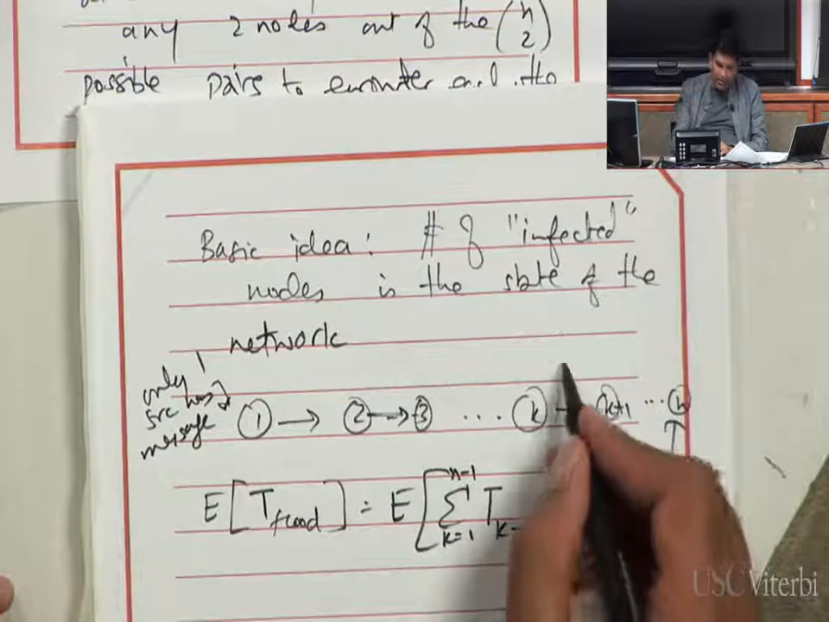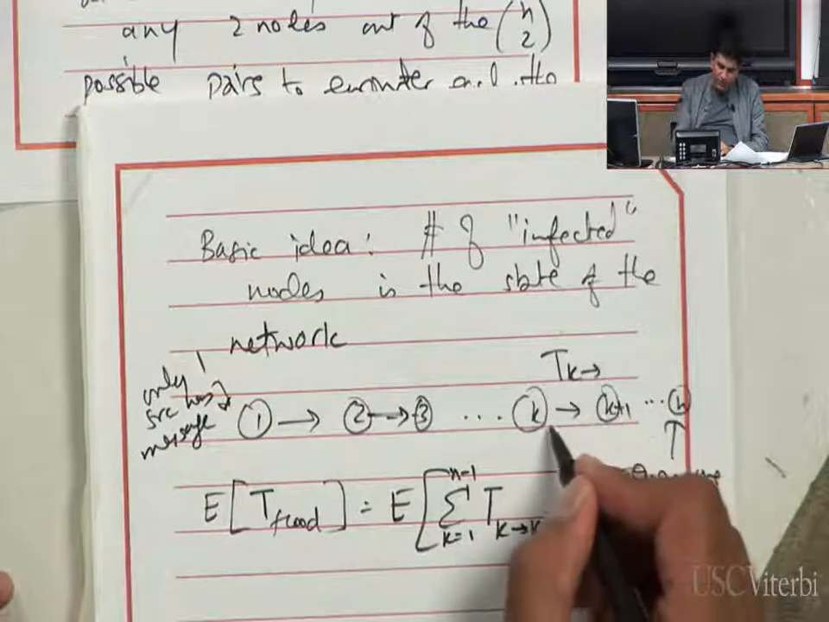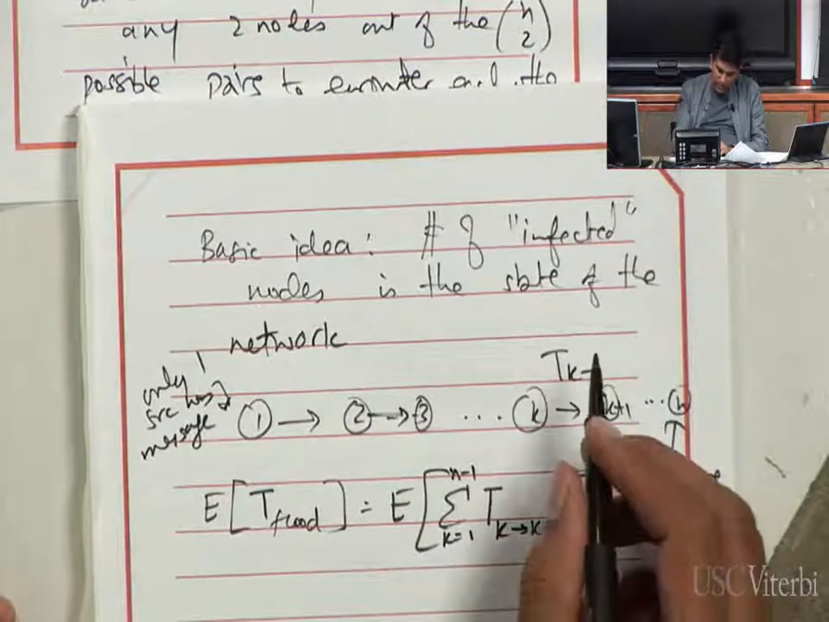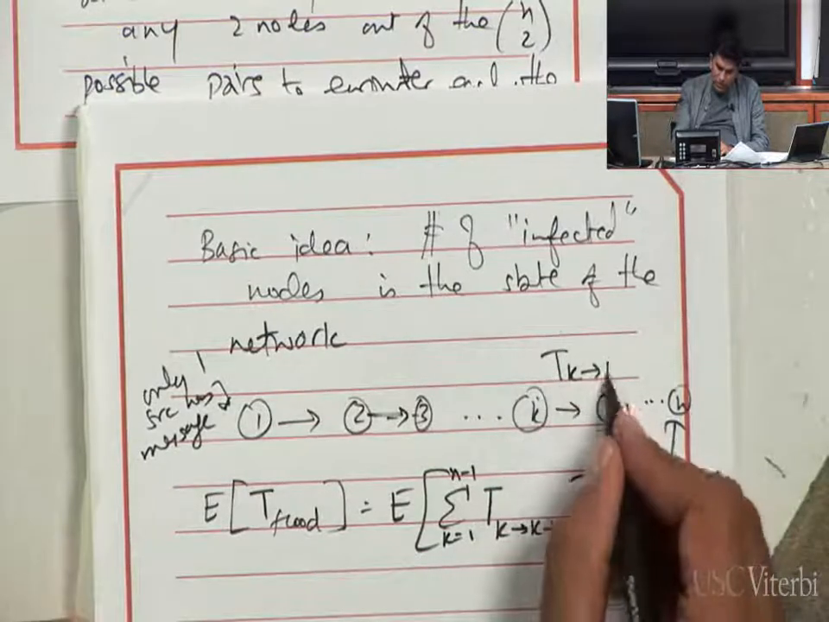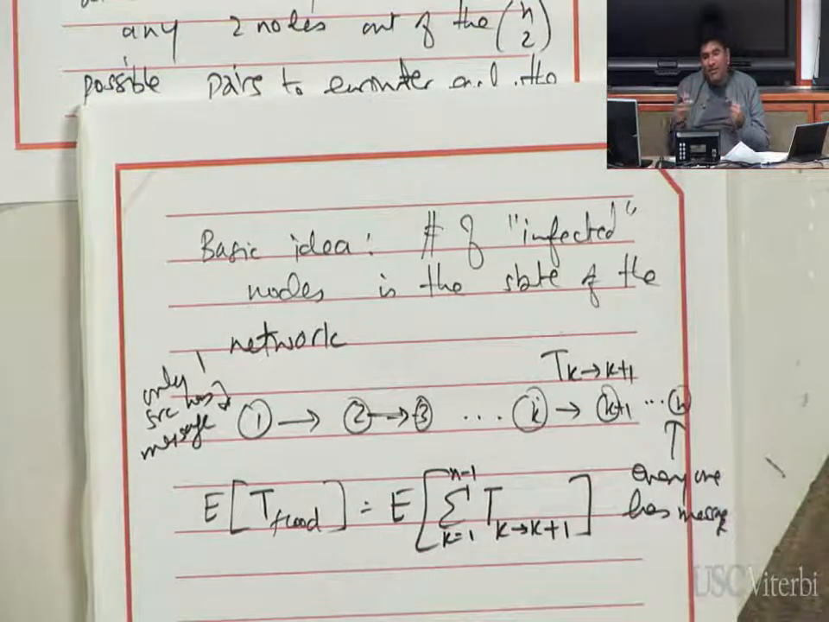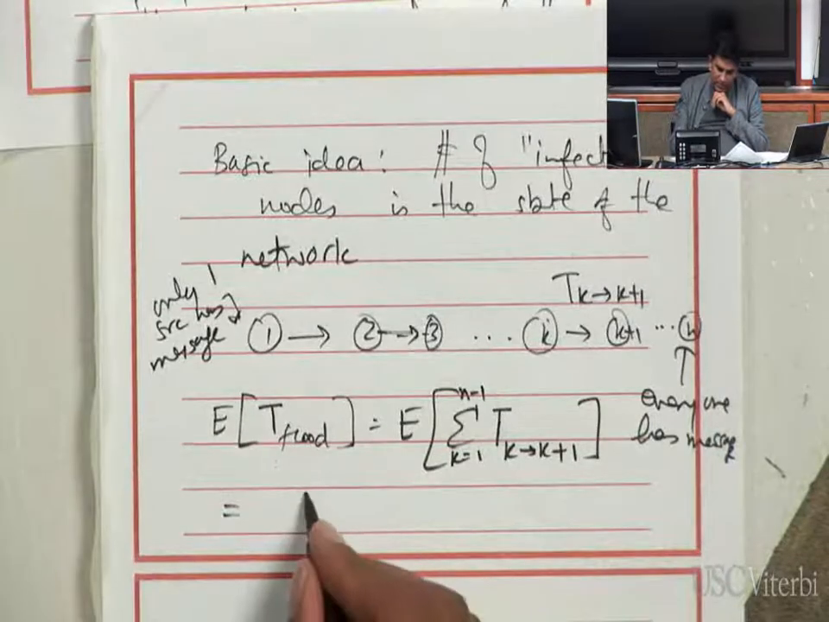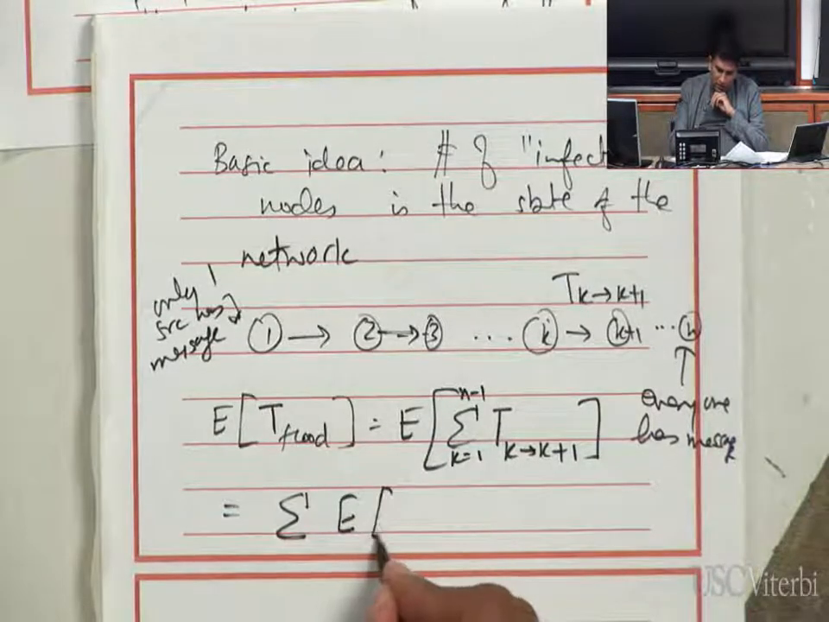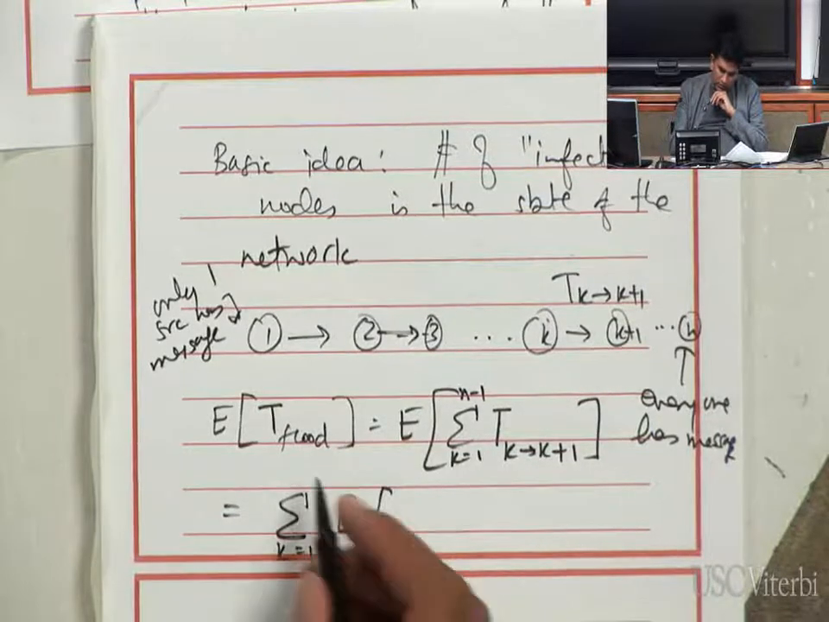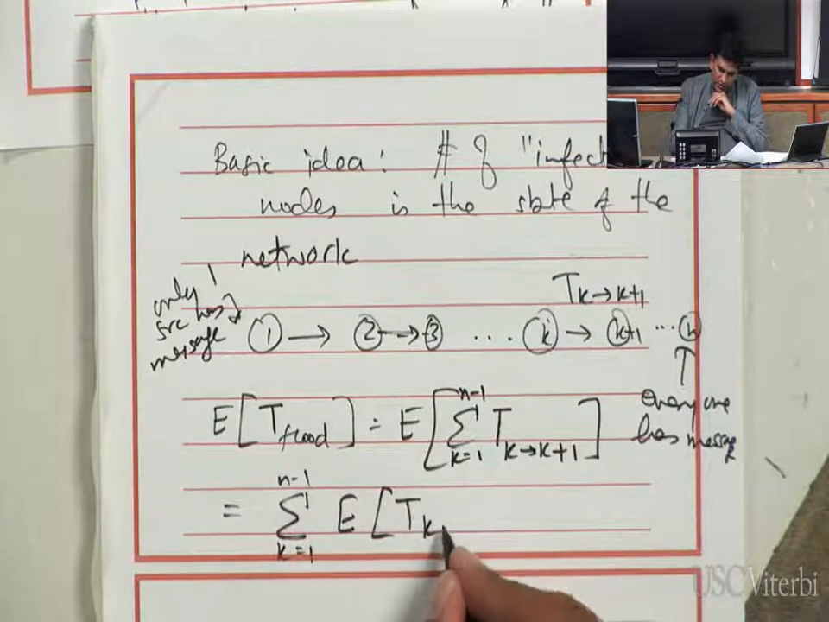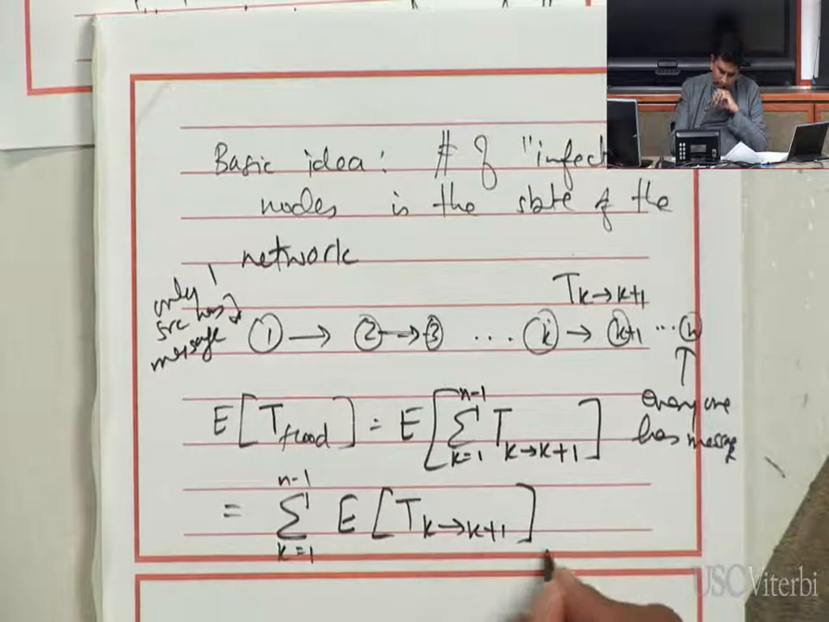Each of these times are random. So the time it takes to go from k nodes having the message to k plus 1 nodes having the message is the time it takes for you to pick two nodes at random where one of them has the message and one of them doesn't. Because if both of them had the message, nothing will move. If neither of them has the message, nothing will move. So this linearity of expectation can be written as the summation, k goes from 1 to n minus 1, of E of T, k to k plus 1.